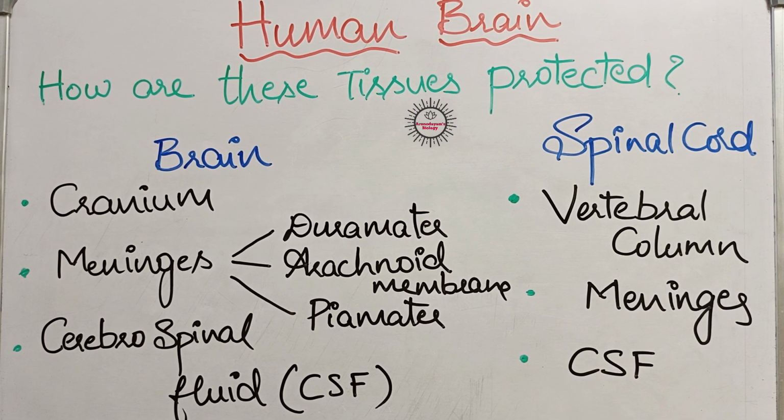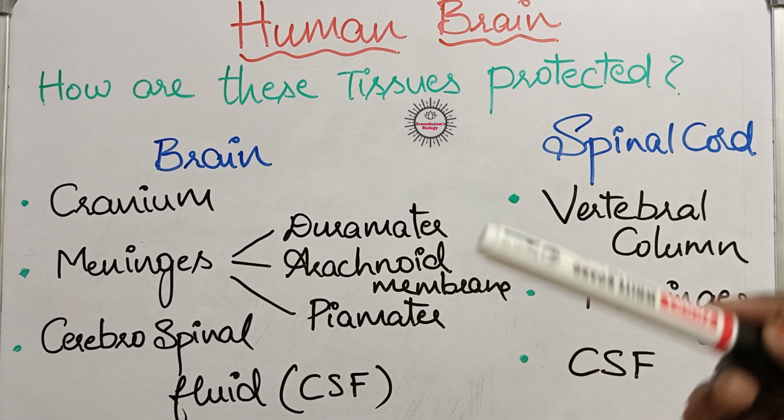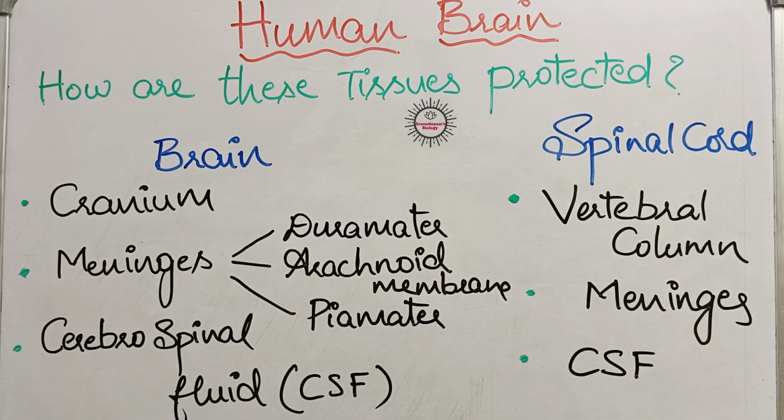So today in this video we are covering two topics: tissues which are protecting our two organs, that is brain and spinal cord, and how the nervous tissue causes action. First of all, what are the tissues protecting brain and spinal cord? We all know that brain and spinal cord are the two important organs of our nervous system. They are completely made up of millions of neurons which are very delicate in nature, and these neurons cannot repair themselves if they once get damaged.